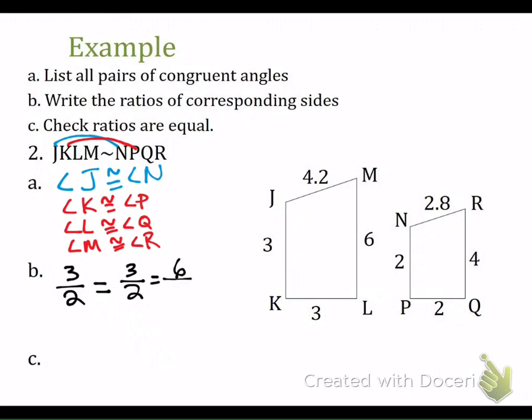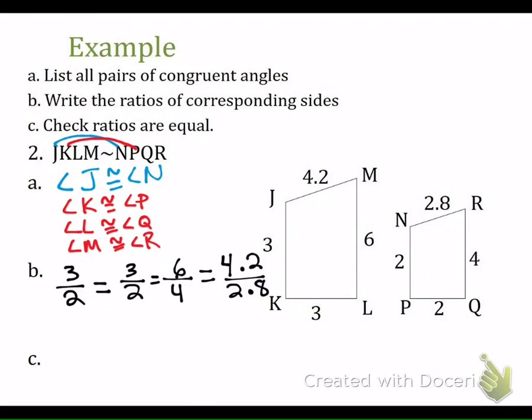LM is 6. So LM should go with QR, 4. All right, and then the last side, KL, so 4.2 and 2.8. Okay.